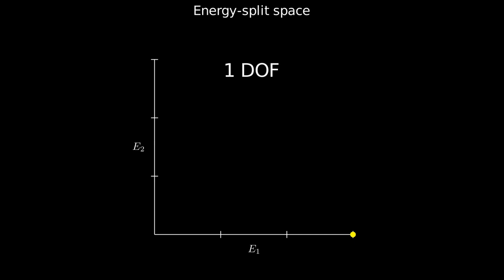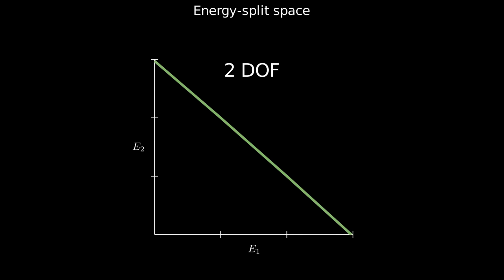For one spring, there's only one way of splitting the energy. This point represents the only possible split of energy. For two springs, the number of ways it can be split can be represented as a line. Anywhere on this line will be a value of E1 and the value of E2, where E1 plus E2 is the total energy in the system. The energy split space here is proportional to E.